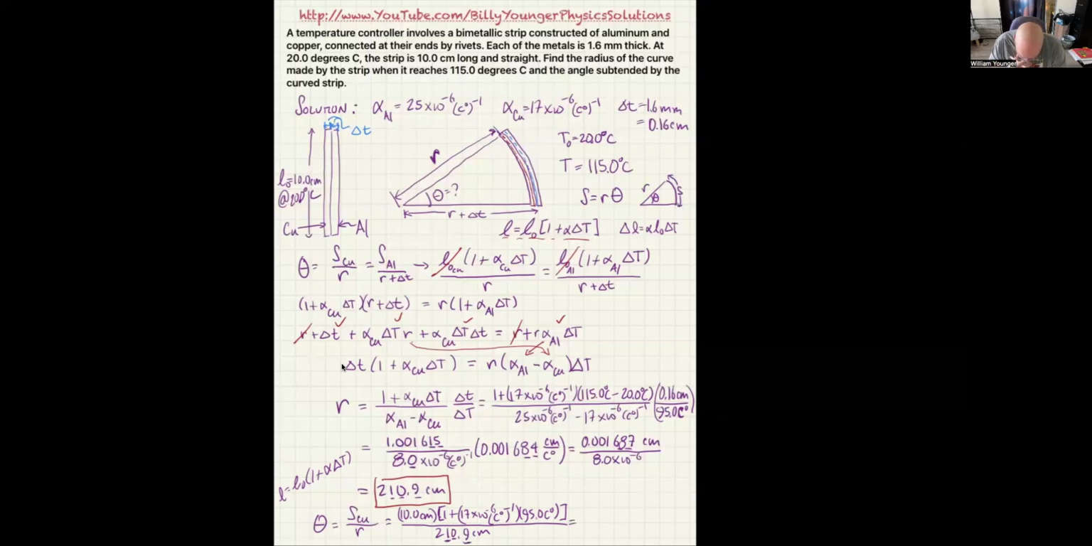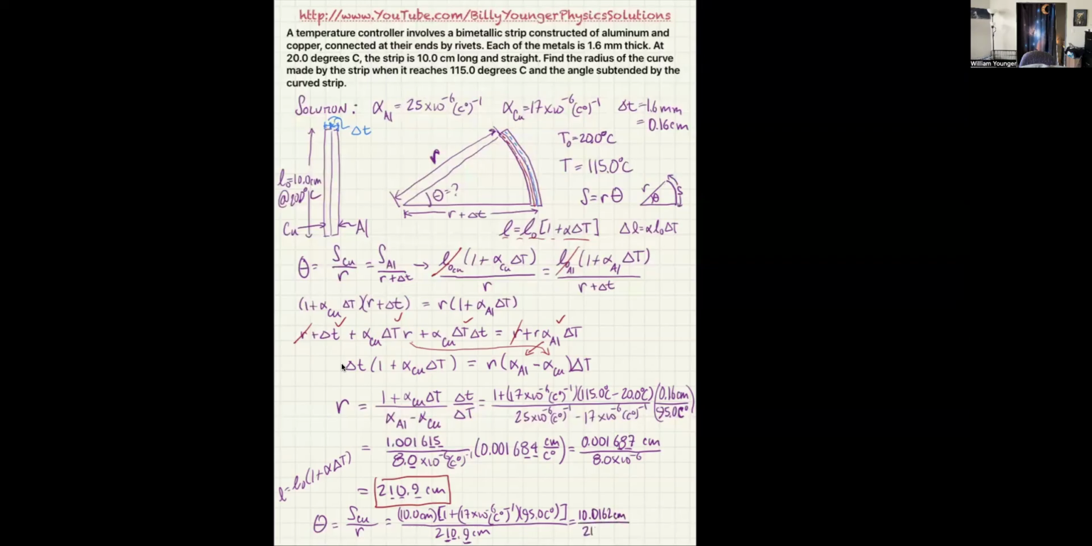And this should come out technically in radians. So I can then convert that to degrees as well. So first off, I'm going to go ahead and calculate what that new length is. In other words, the numerator. And then we'll also have that number as well. But anyways, what we do is 10.0 times parenthesis 1 plus 17 times 10 to the negative 6 times 95, and that's the entire part. So we get 10.1, or excuse me, 10.0162 centimeters.